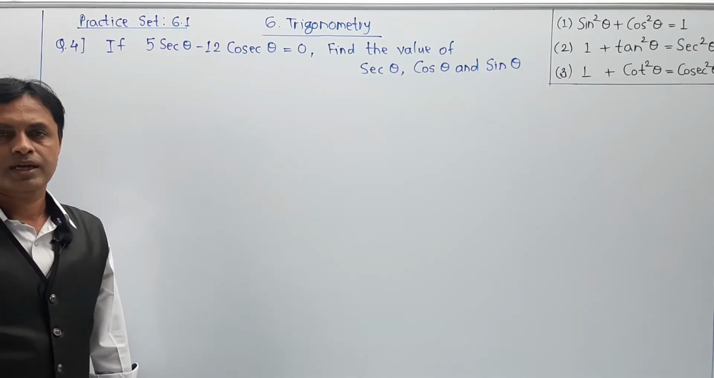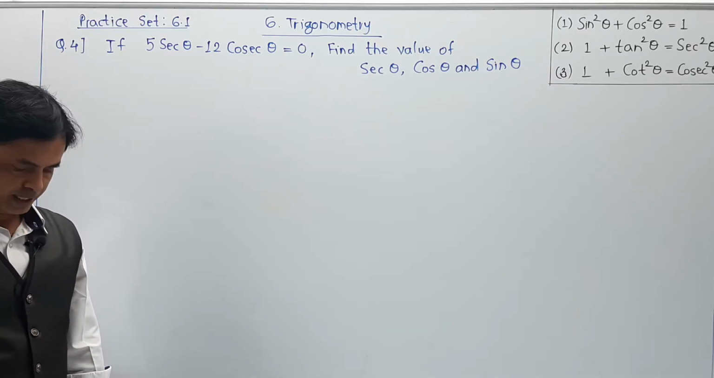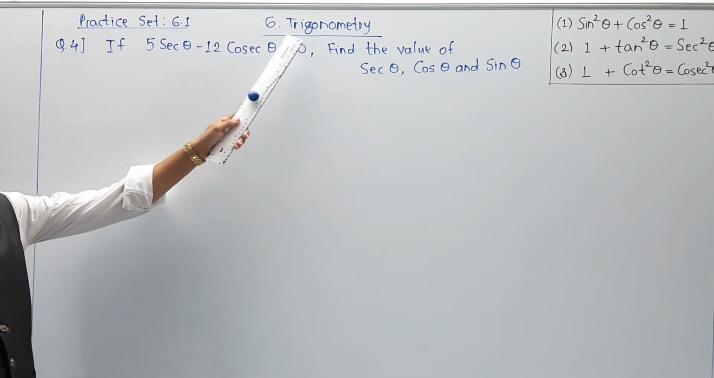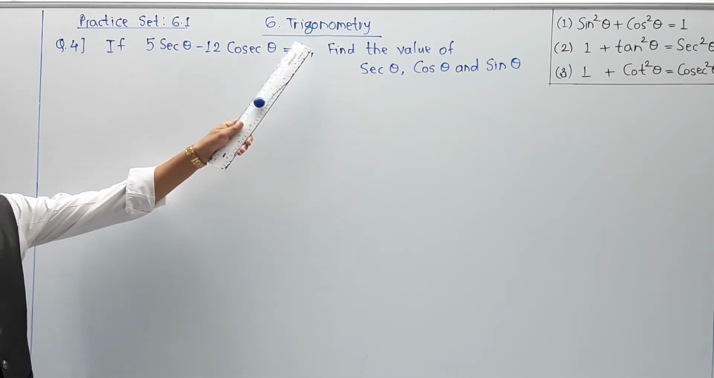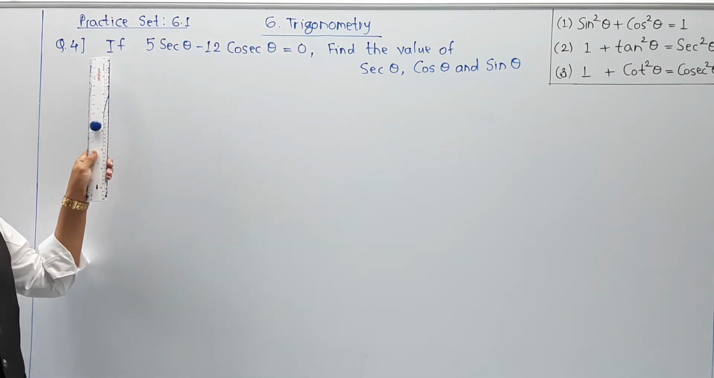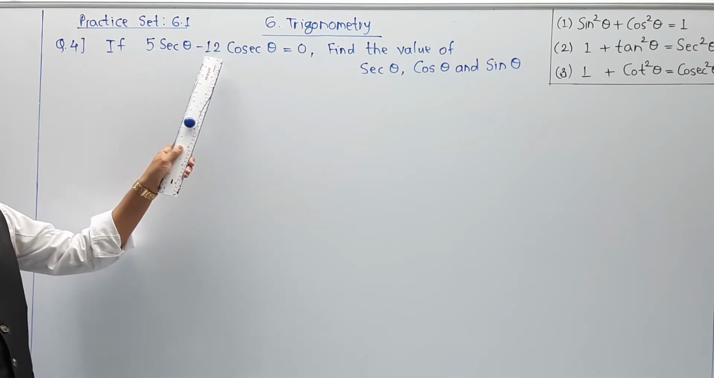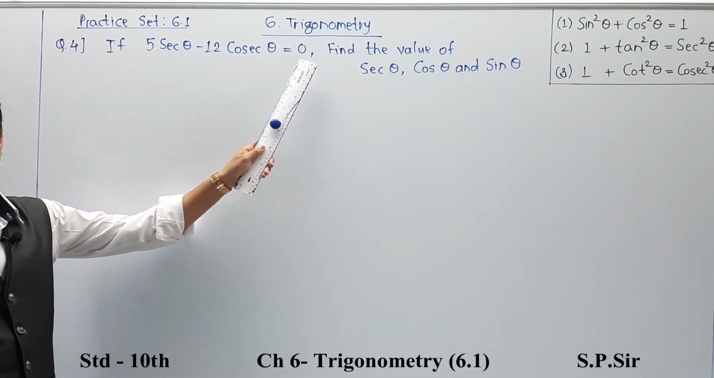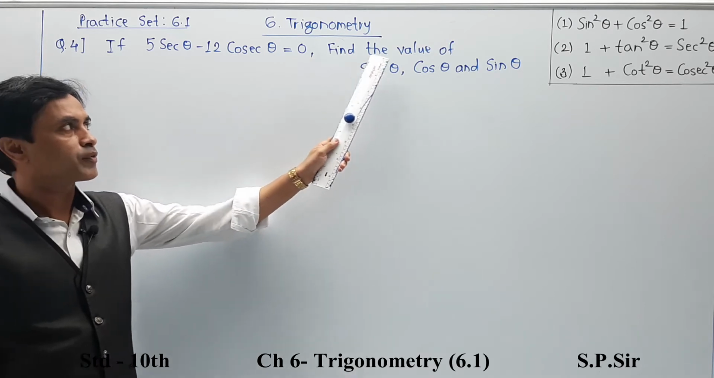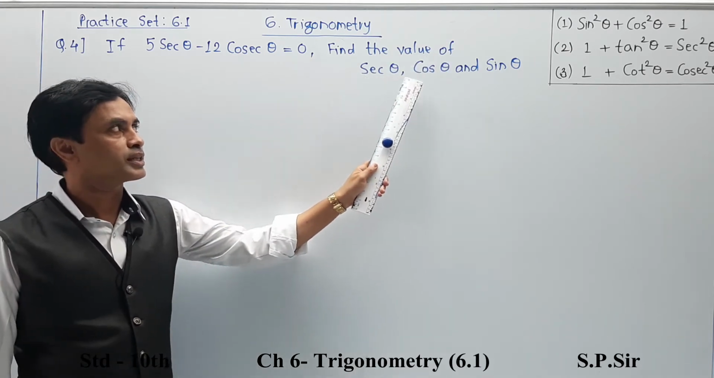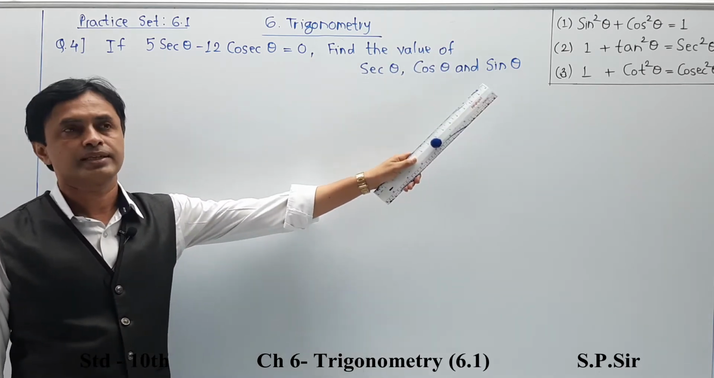Hello friends, continuing with the last part, moving over here, the numerical is practice set 6.1, trigonometric ratios. Question number 4: if 5 sec theta minus 12 cosec theta is equal to 0, then find the value of sec theta, cos theta and sin theta.